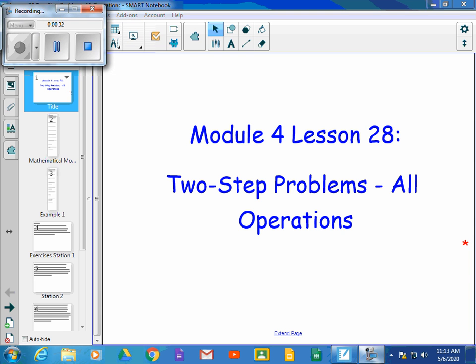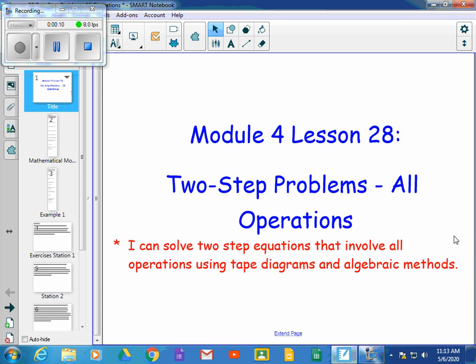This is Module 4, Lesson 28, titled Two-Step Problems, All Operations. The goal of this lesson: I can solve two-step equations that involve all operations using tape diagrams and algebraic methods. Remember to take good notes as you watch these videos, pause the videos anytime you need to, and rewind the videos as many times as you need.